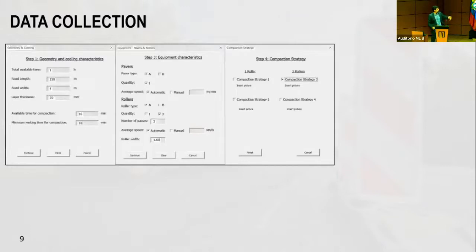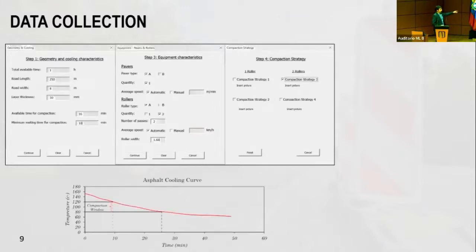So this is the interface that we developed. One of the things that is quite interesting, because in terms of proper compaction, the cooling curve of the asphalt is quite important. How asphalt cools down, and that of course depends on the layer thickness, the base layer that you have, the weather condition, etc. So in many cases, the planners actually do not have that idea.